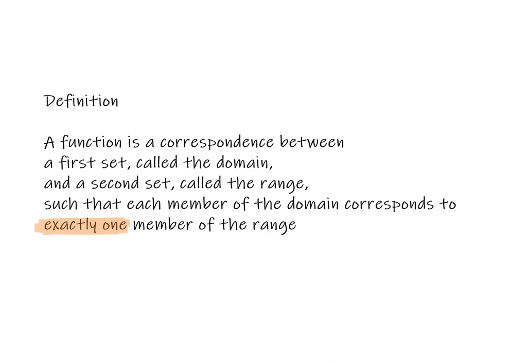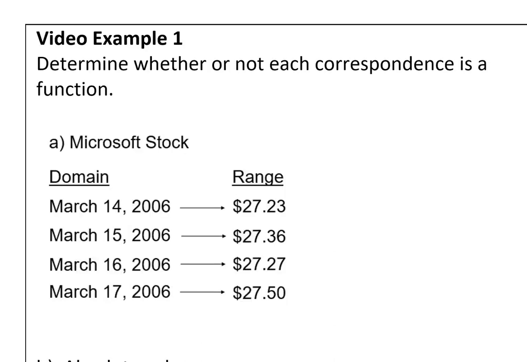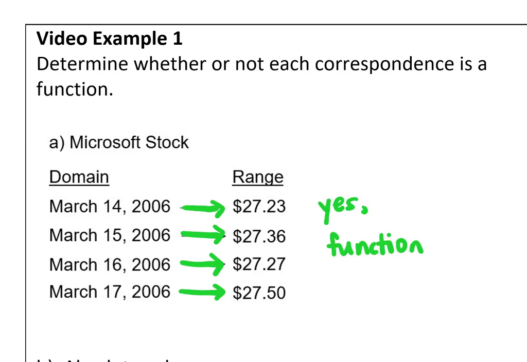Let's see a few examples. With our first example, it should be fairly obvious that each item in our domain has exactly one item in the range that it corresponds to. This is shown through the arrows. And there's only one arrow leaving each item in the domain, pointing to one item in the range. So this is a function. That's an easy function to look at. Let's look at the next question.